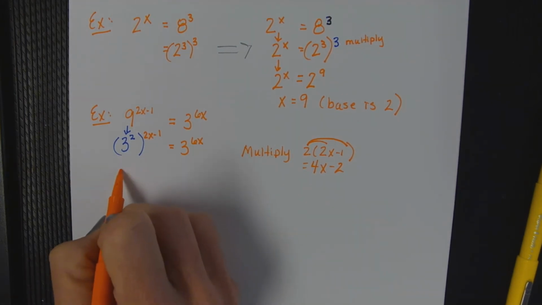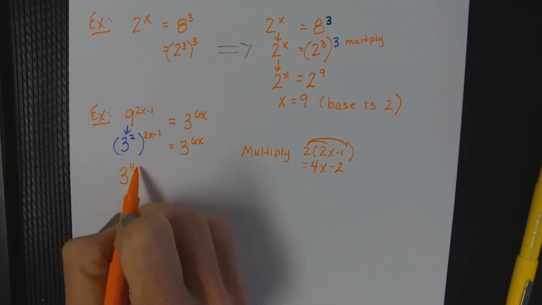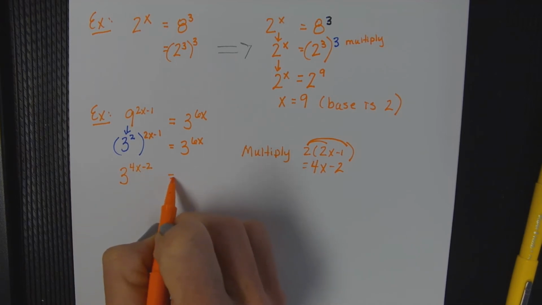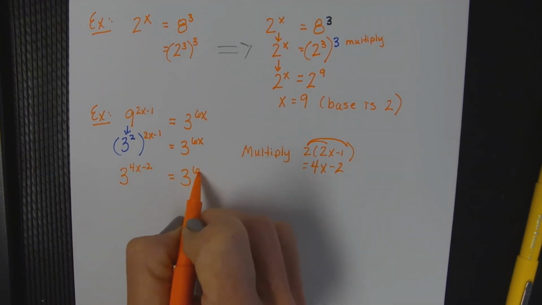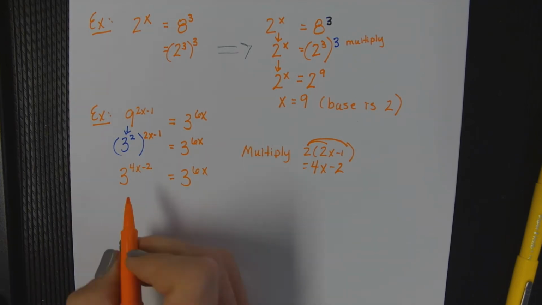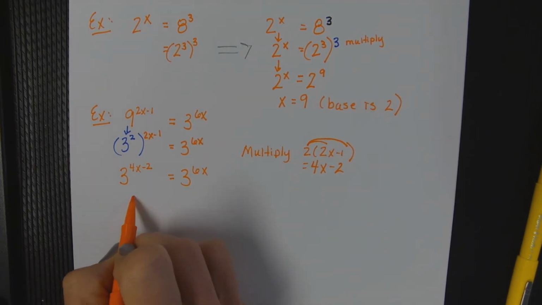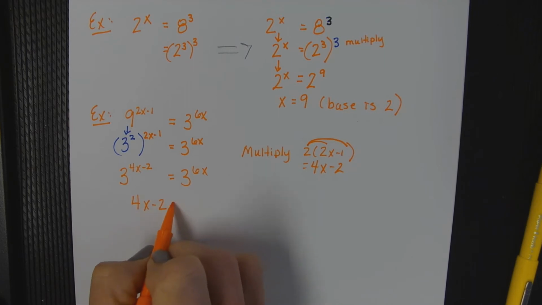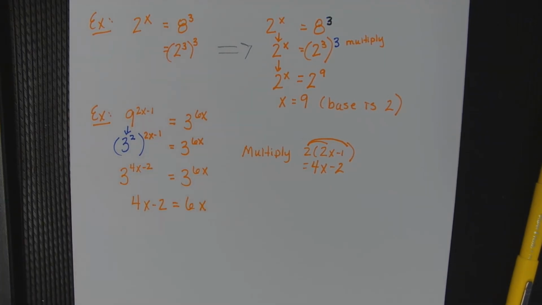So now we are at 3 to the 4x minus 2 equals 3 to the 6x. This one requires a little more work. Do you just combine the 4 and the 6? Well, watch what I'm doing. It's just algebra now. Algebra 1.